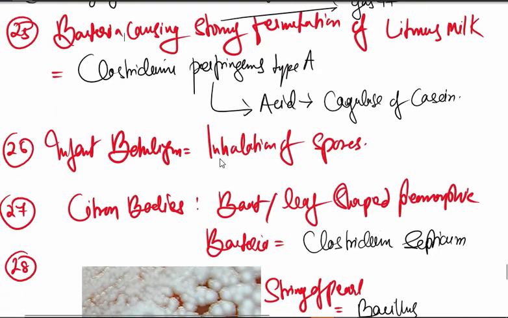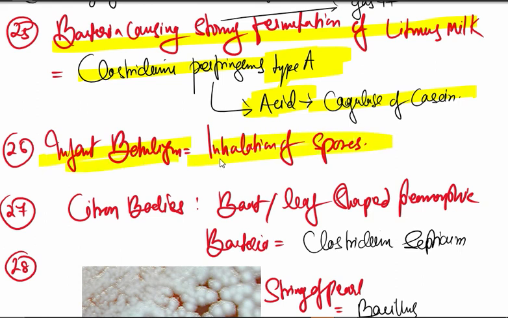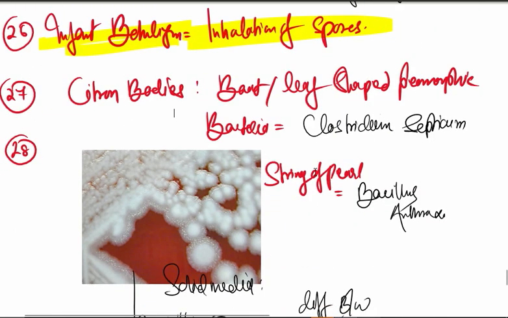Next, bacteria causing stormy fermentation of litmus milk. It is Clostridium perfringens type A. Type A makes the storm. Why? It produces acid that is causing coagulation of casein. Next one, infant botulism. Infant botulism is caused by ingestion of spores. There is no role of pre-formed toxin. It occurs from spores.